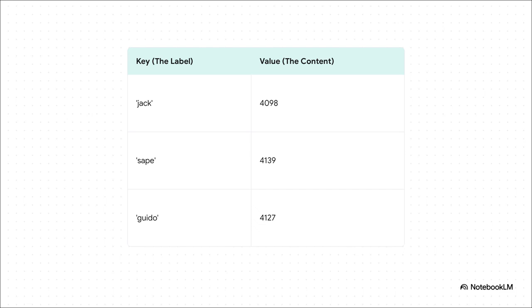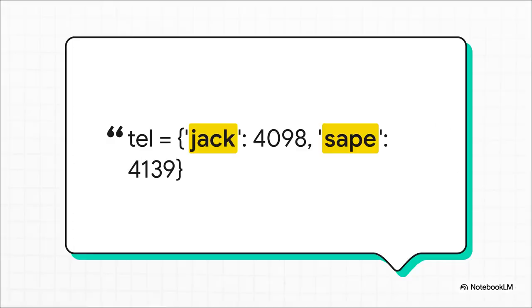So in this case, the names are the keys and the numbers are the values. Simple as that. And when you write it in Python, it looks just as intuitive. We use these curly braces, and for each pair, you just have the key, a colon, and then the value. This creates a really clear, direct mapping between a label and its data.